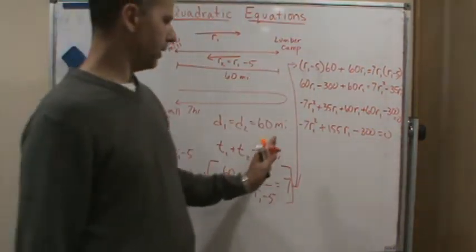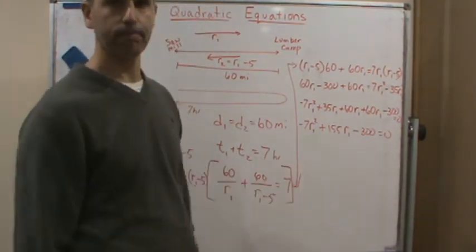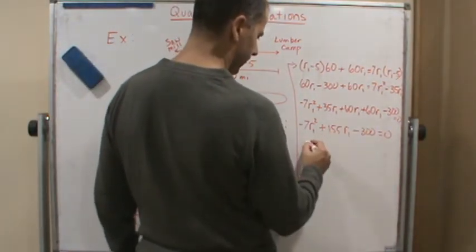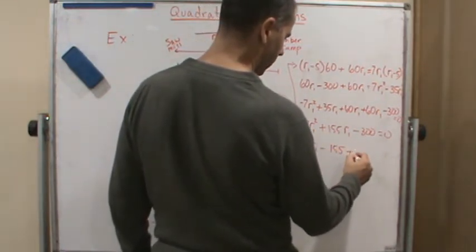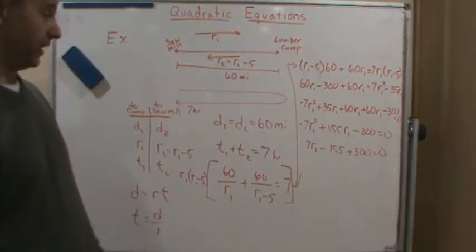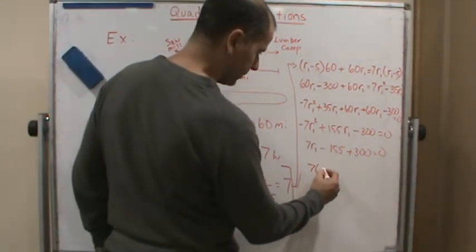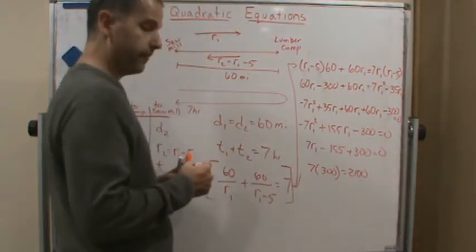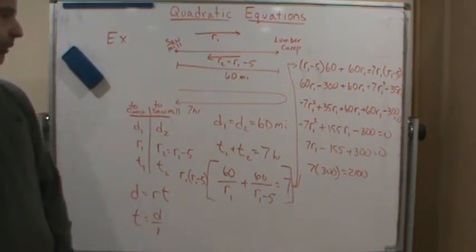And now what I'm going to do is multiply everything by negative 1 just to change the signs. I want this to be positive, okay? So I'm going to get 7R1 squared minus 155R1 plus 300 equals 0. And now let's factor this thing. Again, 7 times 300 is equal to 2100. So we need to find two factors of 2100 that are going to add to 155.